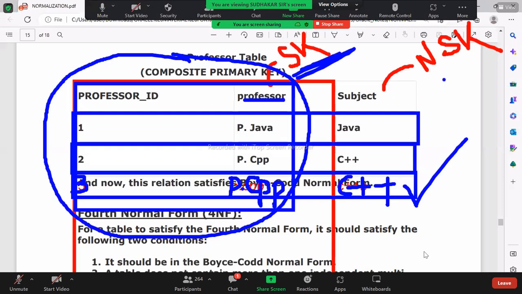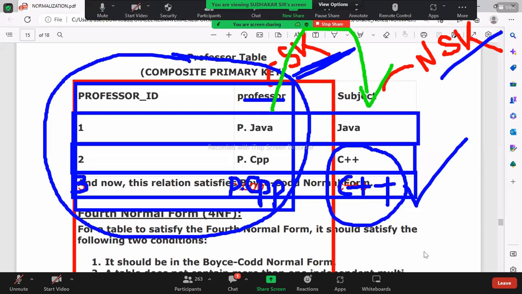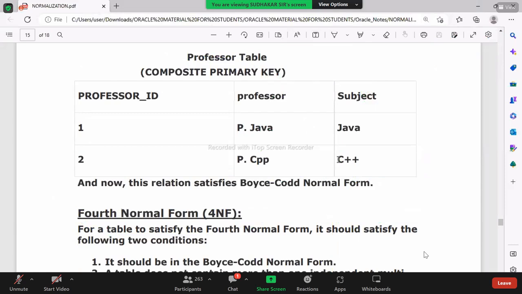Subject: why am I saying non-super key? Because subject has duplicates. Subject allows duplicates, C++, C++. That's why subject is called a non-super key. Professor is now a super key. Then professor depends on subject, so professor must be a super key column. Understand now? This is what we call Boyce-Codd normalization.